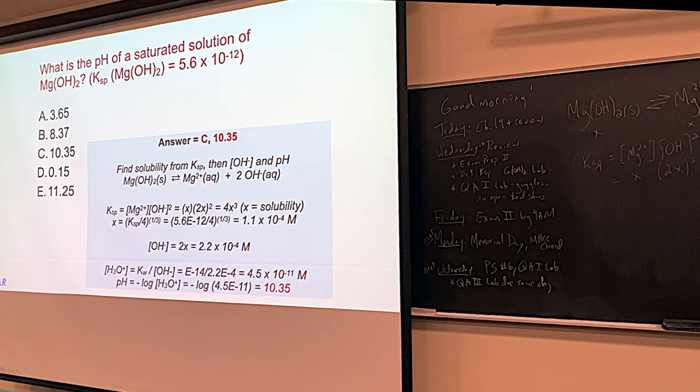Any questions? In our lab with calcium hydroxide, we found hydroxide from the titration and then backtracked to solubility by basically dividing by 2. So here we went the opposite direction. We started with solubility, multiplied by 2 to get the hydroxide, but same process, same ideas.